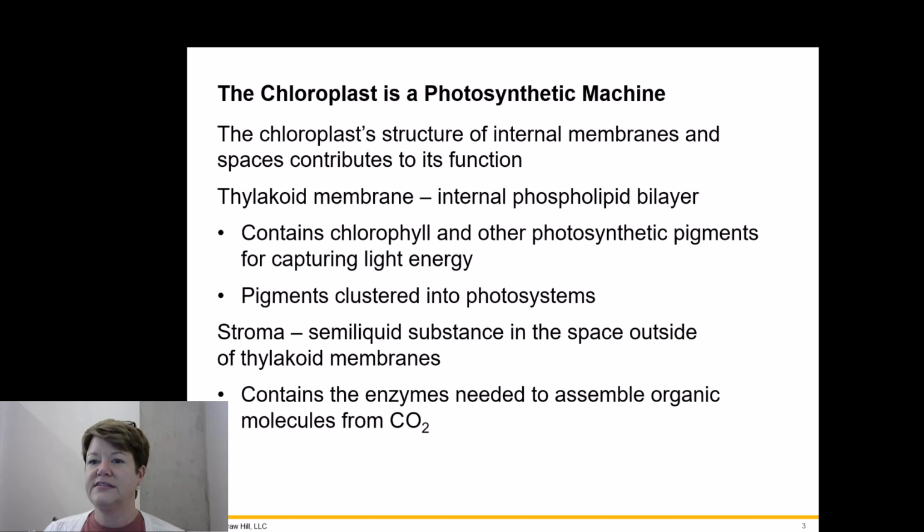So the chloroplast is a photosynthetic machine. It has all these membranes, these thylakoid membranes, which contain chlorophyll molecules inserted into the membrane. Very much like, remember, proteins can cross membranes or can be inserted into membranes. We call those transmembrane proteins. Chlorophyll is not a protein, but it's inserted into the membrane in the same way. And any other pigments are also inserted into the thylakoid membranes.